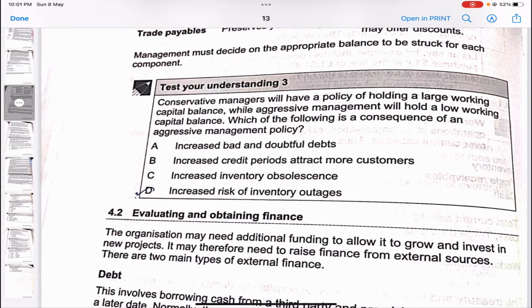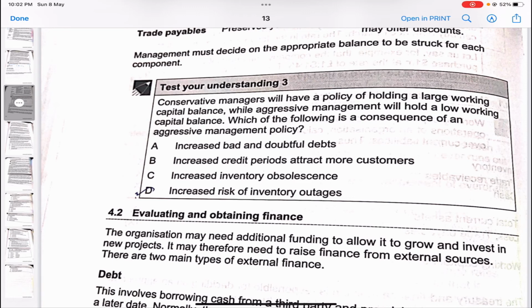Conservative managers will have a policy of holding a large working capital balance, while aggressive management will hold a low working capital balance. Which of the following is a consequence of aggressive management policy? Aggressive management will have a low working capital balance, that is, current assets minus current liabilities. So what happens when there is a low working capital balance?